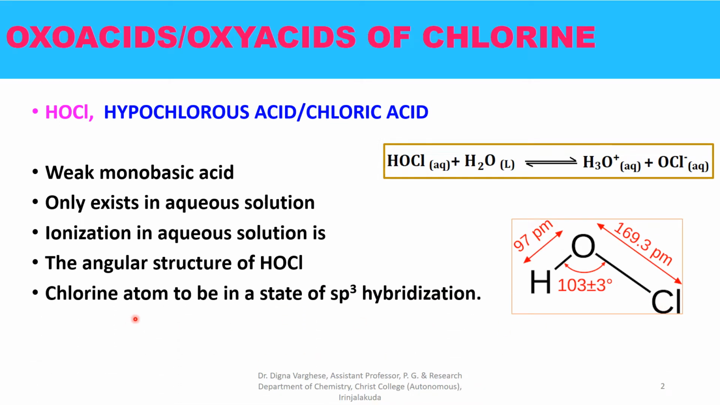and the chlorine atom is in a state of sp3 hybridization, and the bond angle is 103 plus or minus 3 degrees approximately, and its OCl bond length is 169 picometer and OH bond length is 97 picometer. Chlorine atom is connected to oxygen only, so it has an sp3 hybridized state.